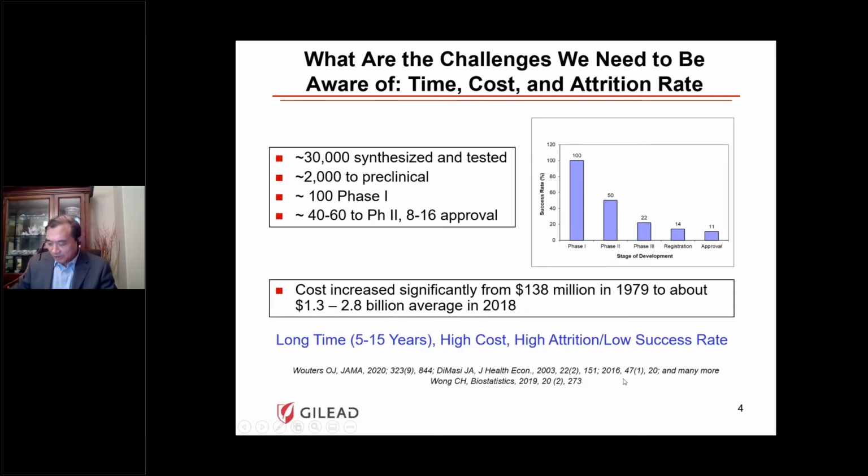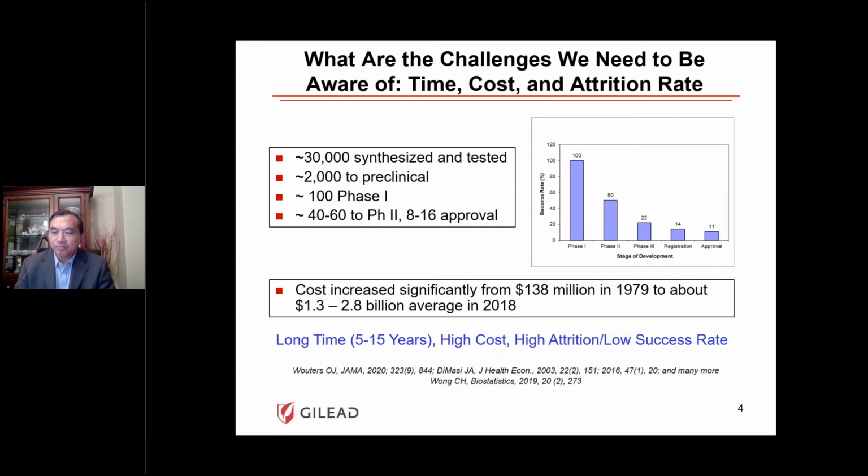So what are the challenges? I'm trying to just lay out some things. It's not trying to scare people away from drug development, but I just want to make sure we are aware along the way, so you're not so disappointed, and just anticipate that it takes a long time. As I mentioned at the beginning, it's about 5 to 15 years, depending on which disease area you are working in. And the costs are very high.